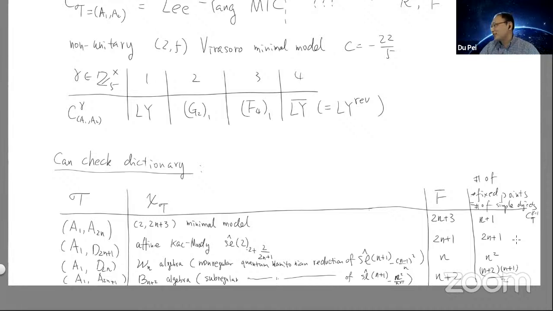So there, one can check that the number of fixed points, while the fixed points, there's a correspondence between fixed points and simple objects. And one can also check the eigenvalue of the T matrix and compare that with the value of the moment map.